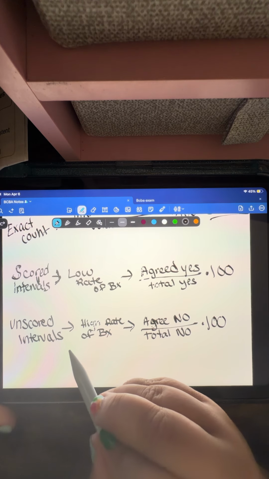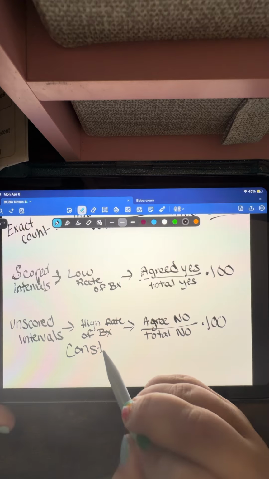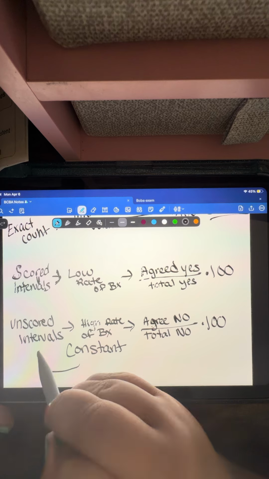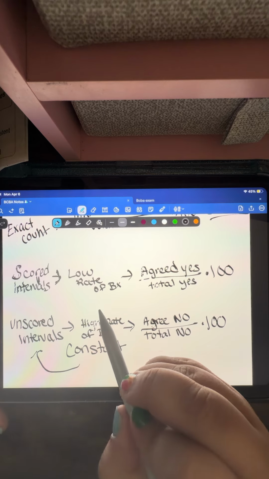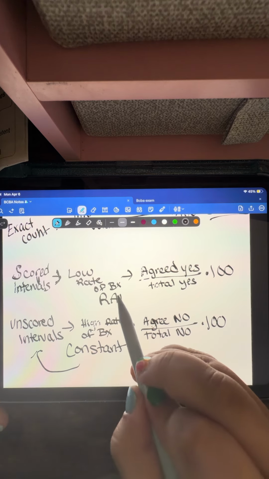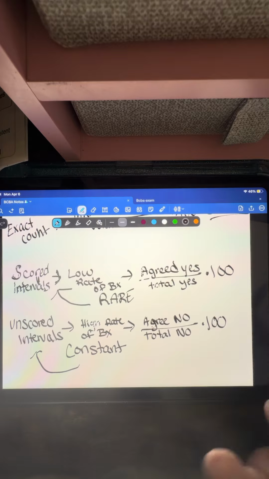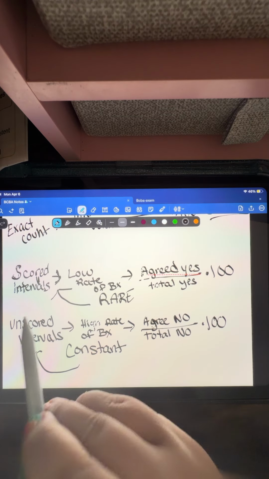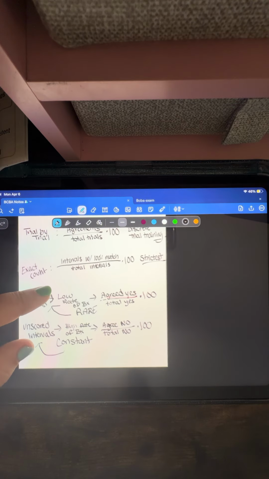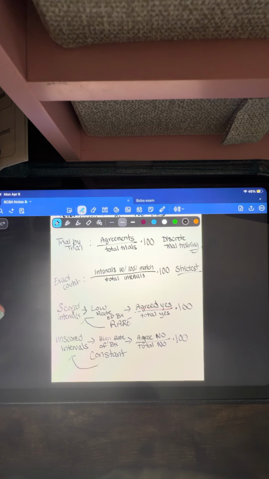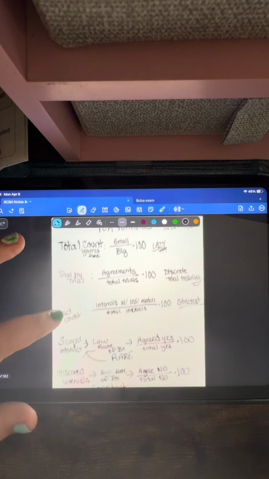So if behavior is constant, use unscored. If behavior is rare, use scored. You're only wanting to see the yes and then the no for unscored and scored. All right, let's go back through these one more time because these are tricky.